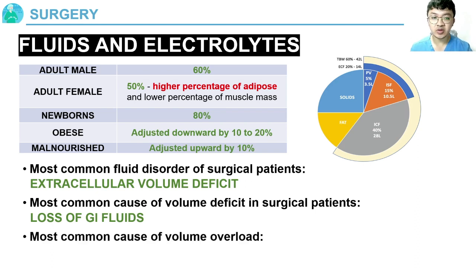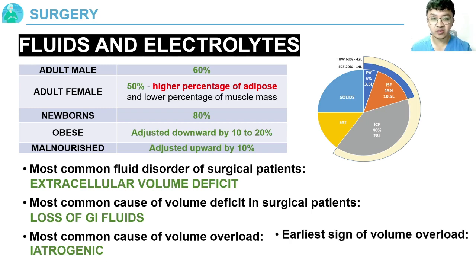Next, the most common cause of volume overload is usually iatrogenic. When the physician overhydrates or over-administers a certain type of fluid to the patient, it's usually the most common cause of volume overload. And what's its earliest sign? It's weight gain, because again, the total body water contributes significantly to the total body weight.